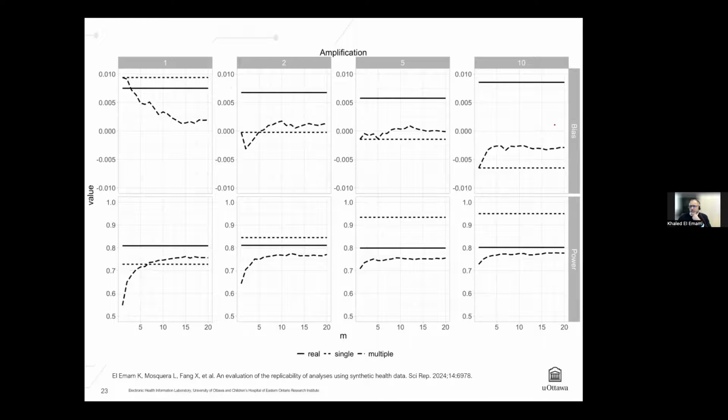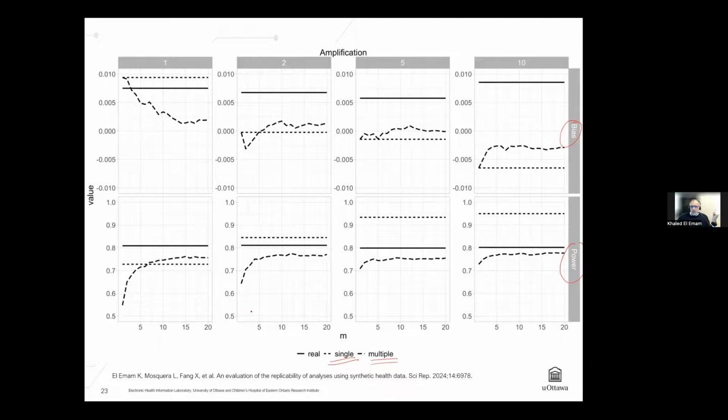So this is looking at bias and power. We want bias to be 0. Single here at the bottom, the legend means you did the analysis on a single synthetic data set only, so what we typically did before. And then multiple is where you use the multiple imputation approach, right?